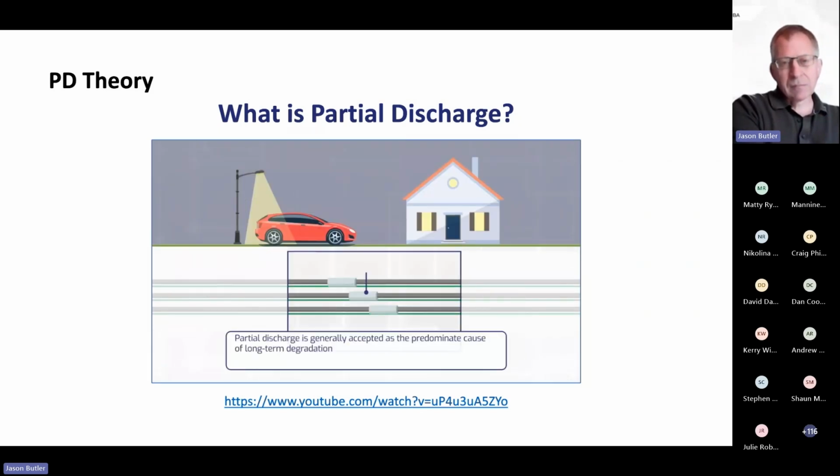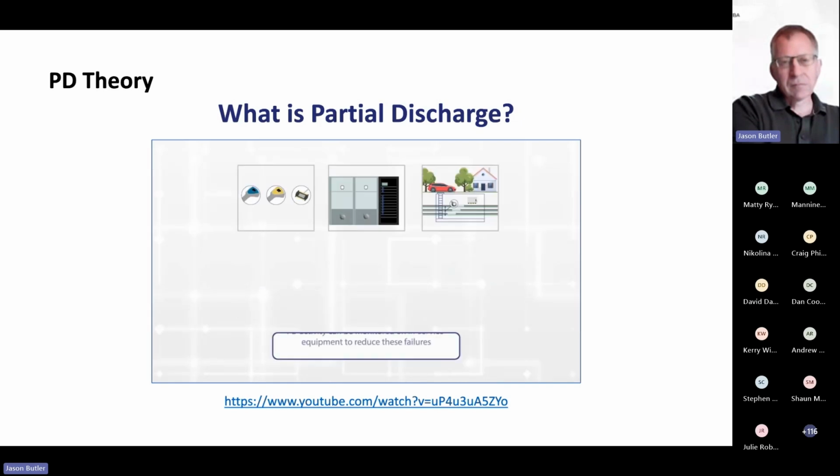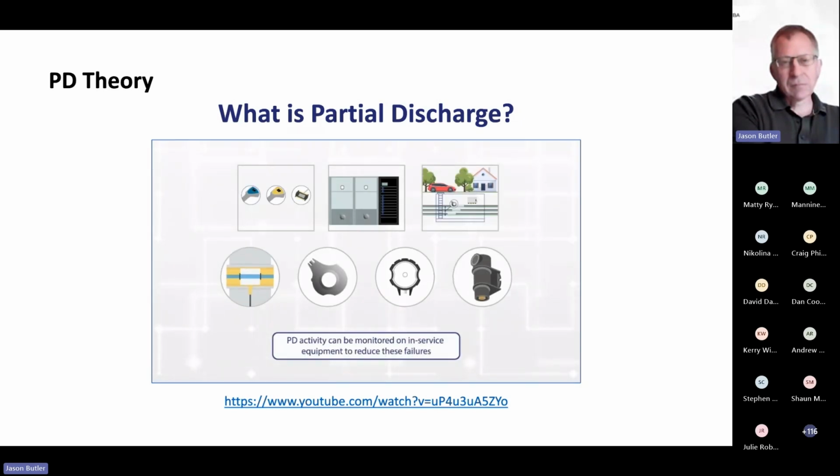Partial discharge is generally accepted as the predominant cause of long-term degradation and eventual failure of electrical insulation. According to research, 80% of high voltage failures occur due to asset damage caused by PD activity. PD activity can be monitored on in-service equipment to reduce these failures.